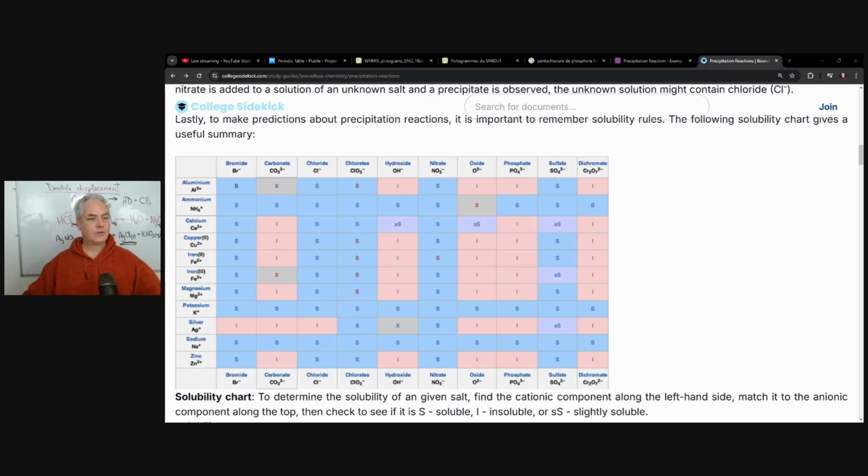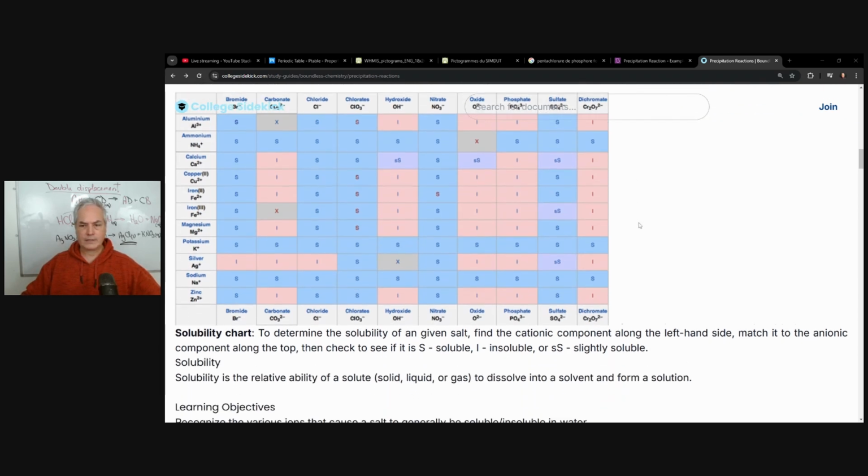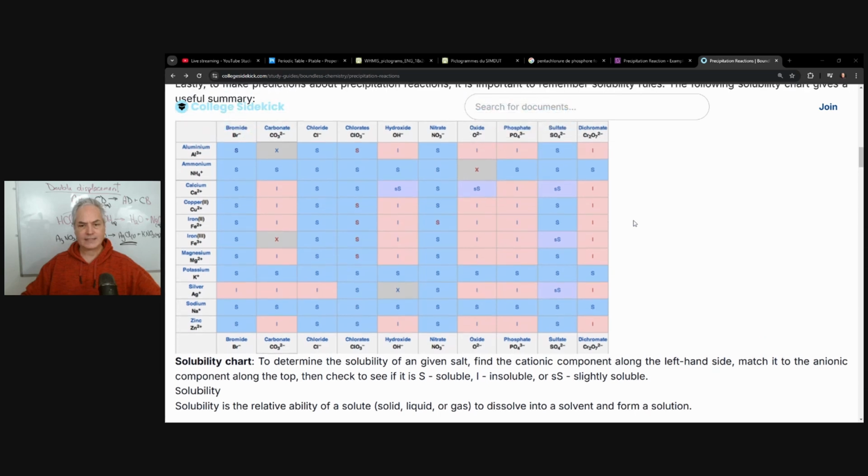So let's see. I put it right there. Here, I just want to make sure what they mean. If it's S, it's soluble. If it's I, it's insoluble. Perfect. So for example, once you are looking at an example, let's see.